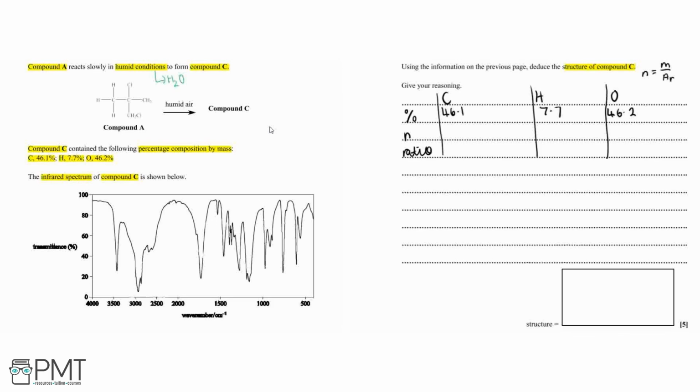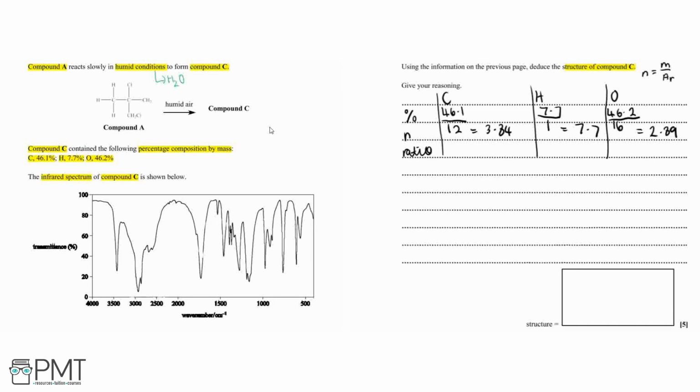So for carbon, we need to divide this by 12, which will give us a moles of 3.84. For hydrogen, we need to divide this by 1, which gives us a moles of 7.7. And for oxygen, we need to divide this by 16, which gives us a moles of 2.89. And all of these atomic masses can be found in the periodic table in your data booklet.